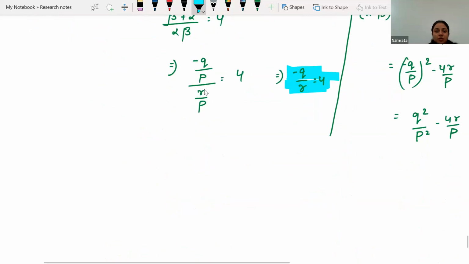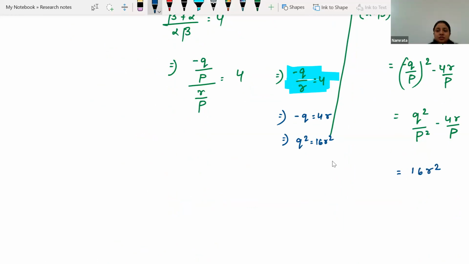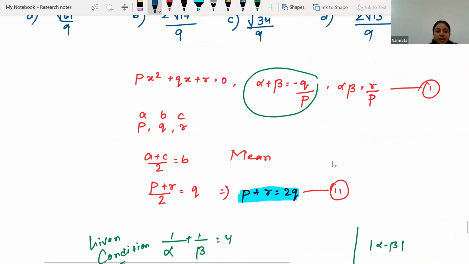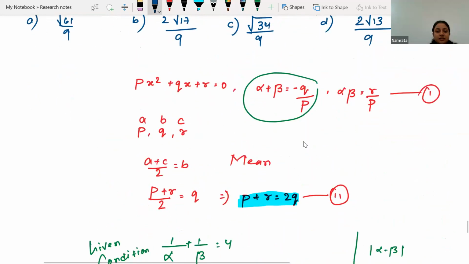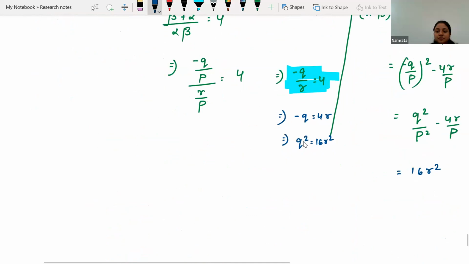So if we go further, what can be written over here? Can I say this is giving us minus q is equals to 4r. That means if we square both sides, then q square is equals to 16r square. Can we say? Yes, ma'am. Let's substitute it here. And one more relation we have in hand, that is p plus r is 2q. Anything else? No.